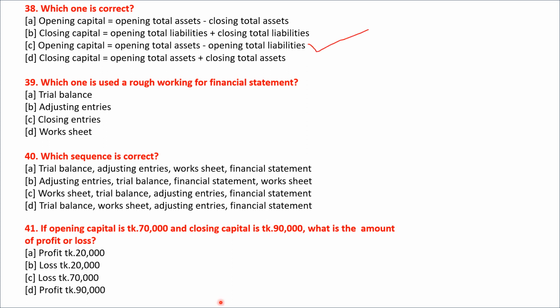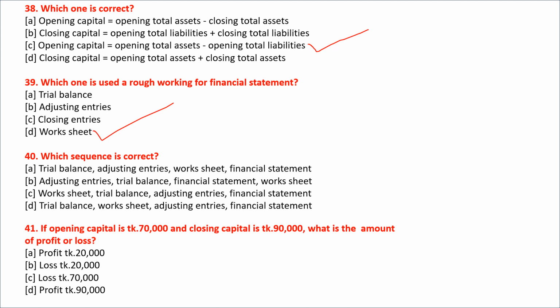Okay, अगला क्वेश्चन है which one is used a rough working for financial statement? Option है trial balance, adjusting entries, closing entries and worksheets. So here the right answer will be option D worksheets.